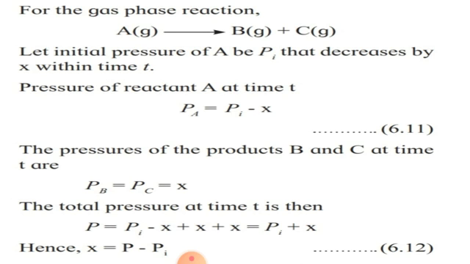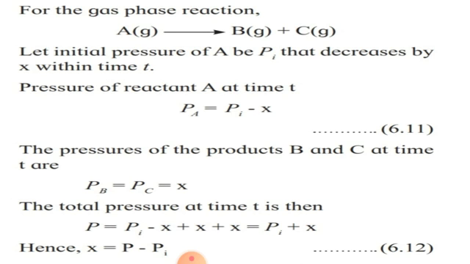Here minus X and plus X will cancel out, and what remains is Pi plus X. Let us rearrange the equation: we have P is equal to Pi plus X. Rearranging it, we get X is equal to P minus Pi.